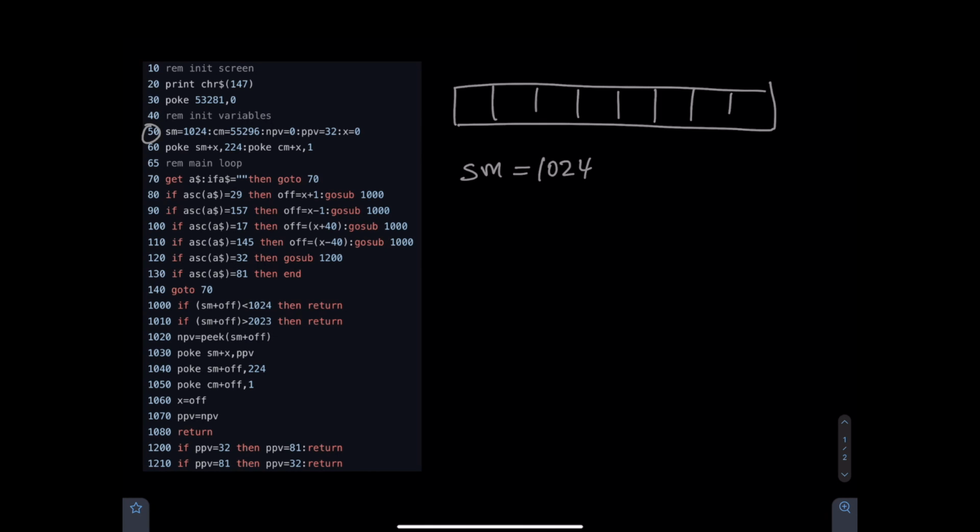Well, automatically, the BASIC interpreter is going to pick a particular location in the RAM. We don't know exactly which one. And will assign to this label, this identifier, that particular memory location here. So every time we write SM in the program, it will know that SM corresponds to this particular location in the RAM. In this case, we said to put the number 1024.